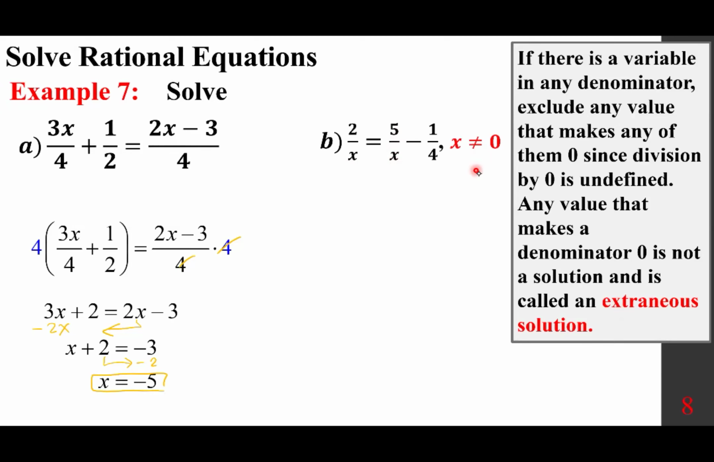Now we're going to multiply both sides by the LCD, and I hope you recognize the LCD. The denominator is x, the denominator is x, the denominator is 4 here, therefore the LCD is 4x.